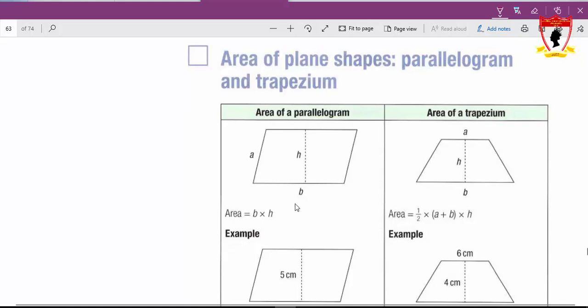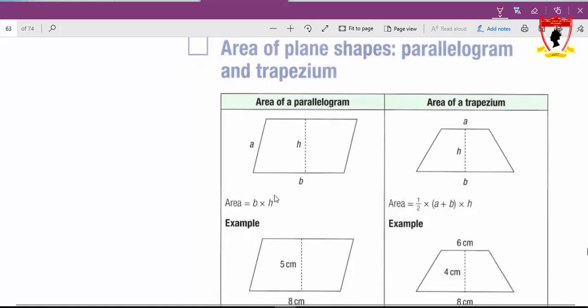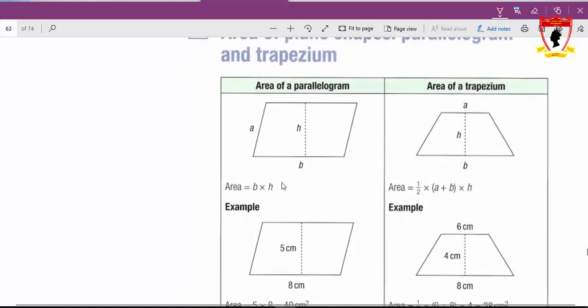Now we have parallelogram and trapezium. For parallelogram, it's close to the triangle, it's just base times height. And for trapezium, we're going to add the upper base and the lower one, then divide the result by 2 times height. A plus B, 1/2 times A plus B, then times height.